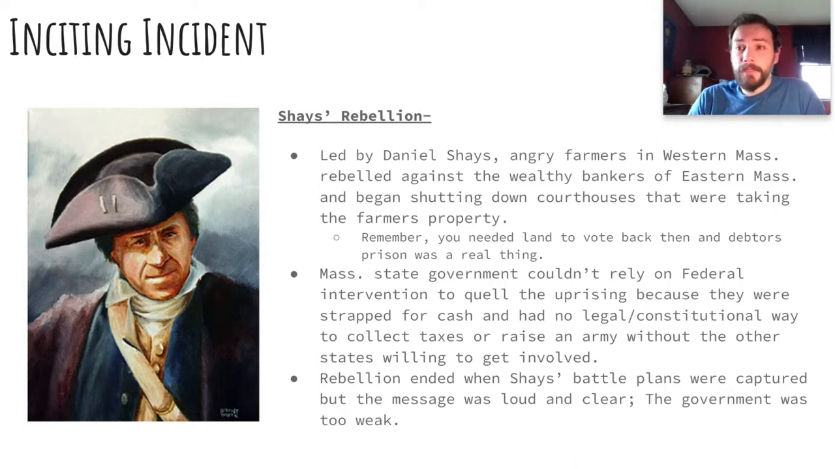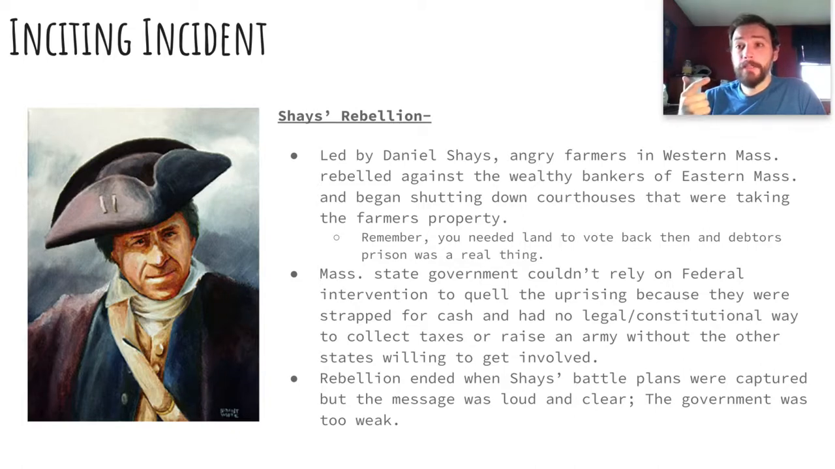Their crops aren't worth anything. They're producing too much, and you have this huge supply and limited demand during this time period, and the farmers are going into debt, and they're defaulting on their loans, and the bankers are having the courts in the individual states, in Massachusetts, for instance, seize that land as collateral.